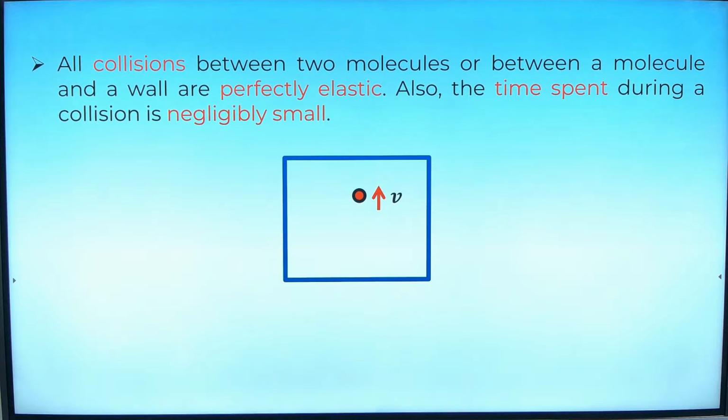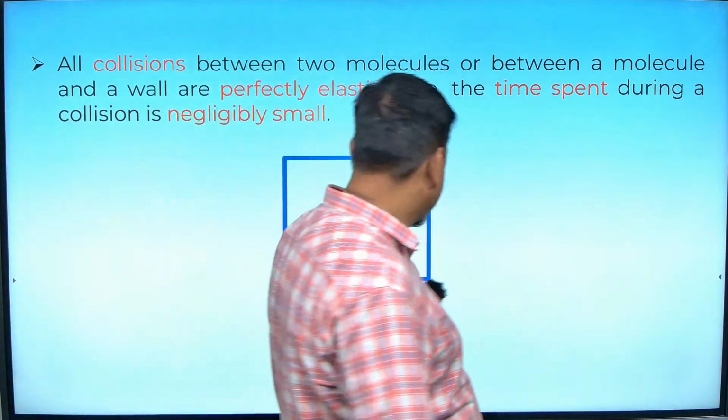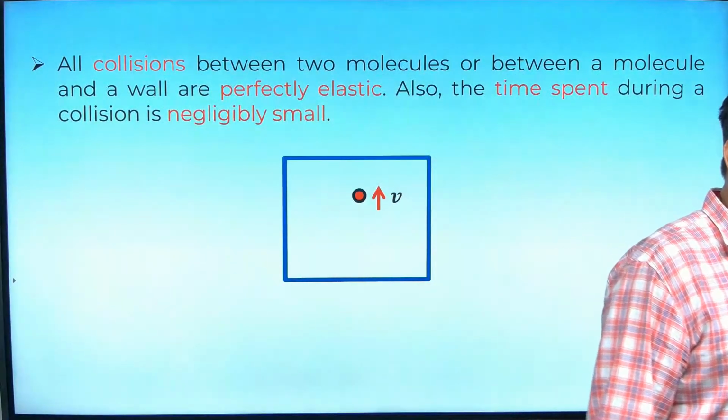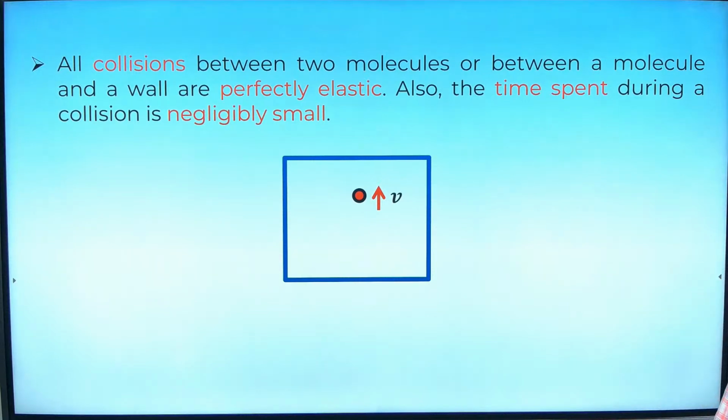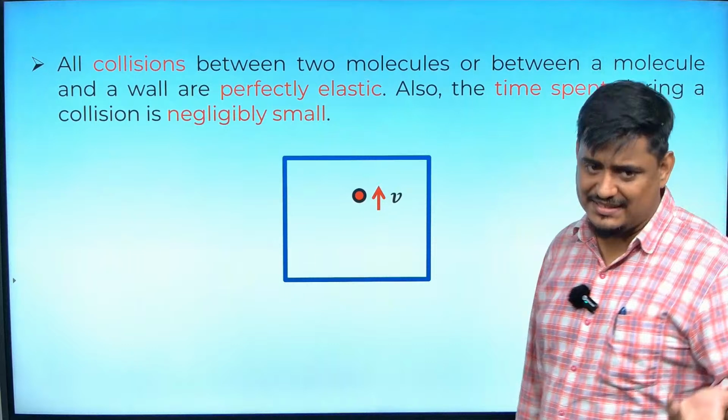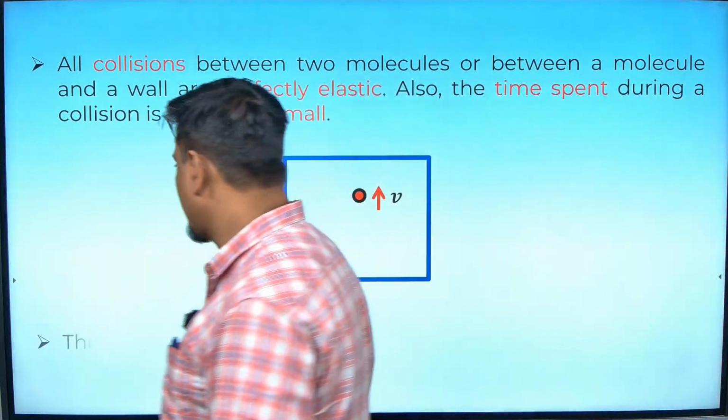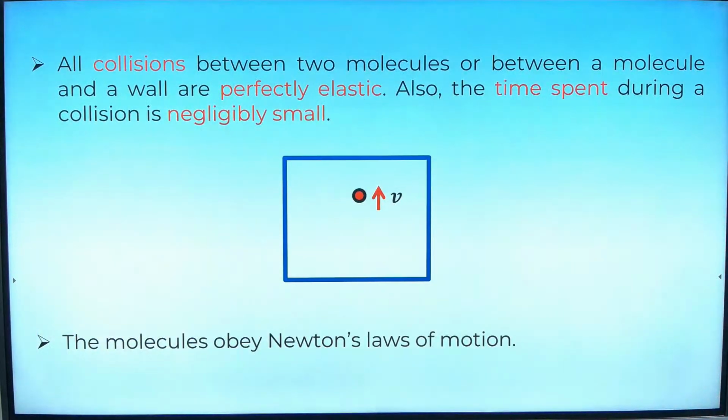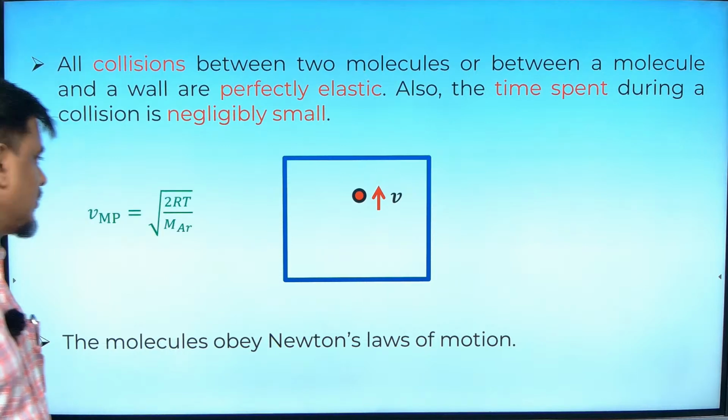In this chapter, in all derivations, we are going to assume that the gas molecule, when it hits the wall of the container, undergoes elastic collision. Since it is elastic collision, the velocity is going to remain the same after the collision also. So obviously it obeys Newton's laws of motion. We'll assume it to be obeying Newton's laws of motion.